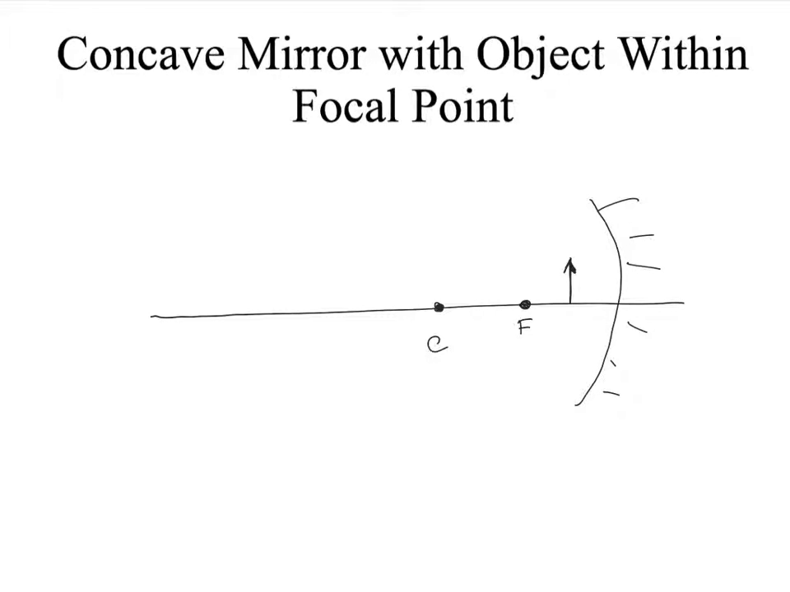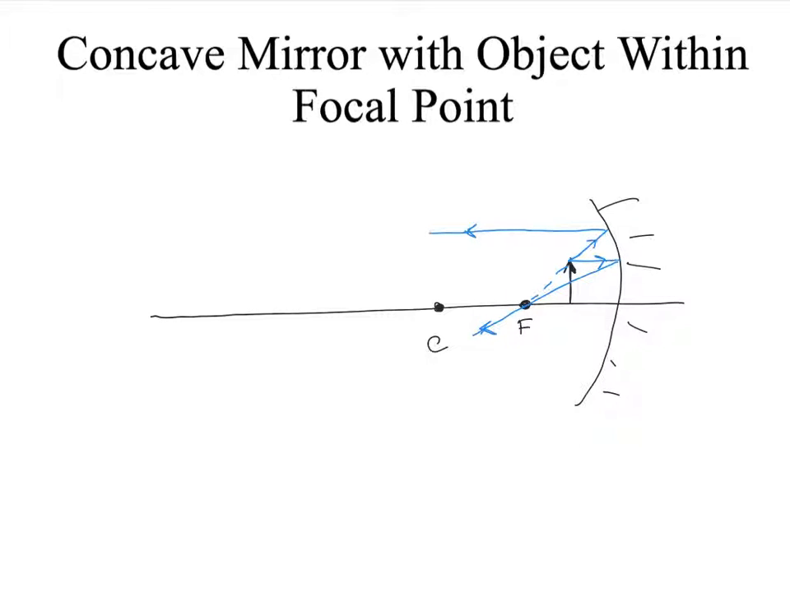So, first I could start off with a light ray that appeared to go through the focal point. When this one reflects, it's going to reflect back parallel to the principal axis. And the one that goes in parallel to the principal axis is going to reflect back and go through the focal point.